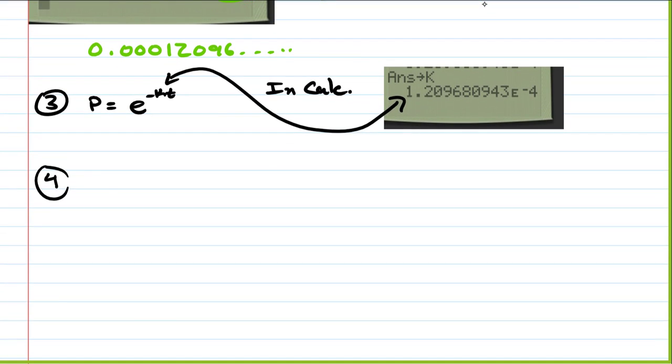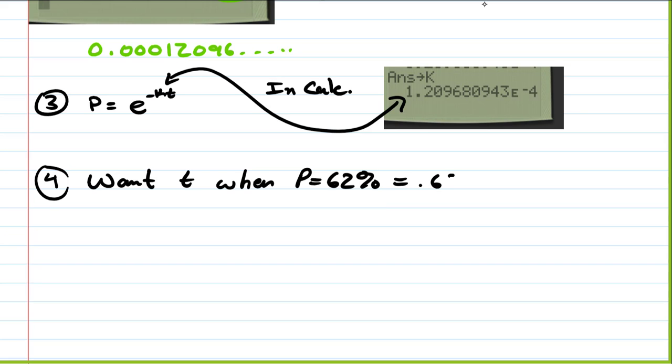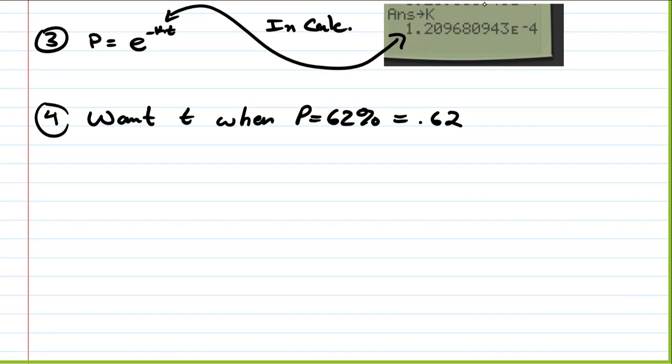So we want t when P equals 62%, but we can't use a percent. We have to change it to a decimal. So we put that into our model, and we have 0.62 is equal to e to the negative kt, and we want to solve for t.